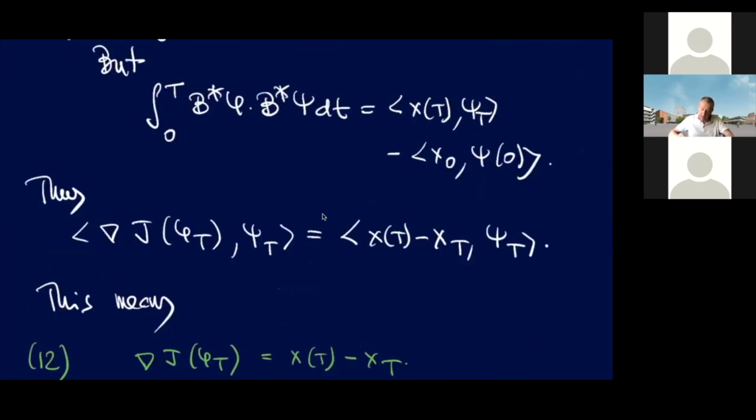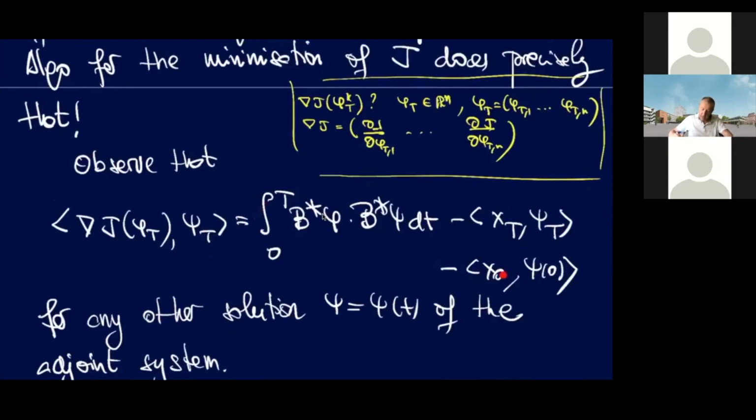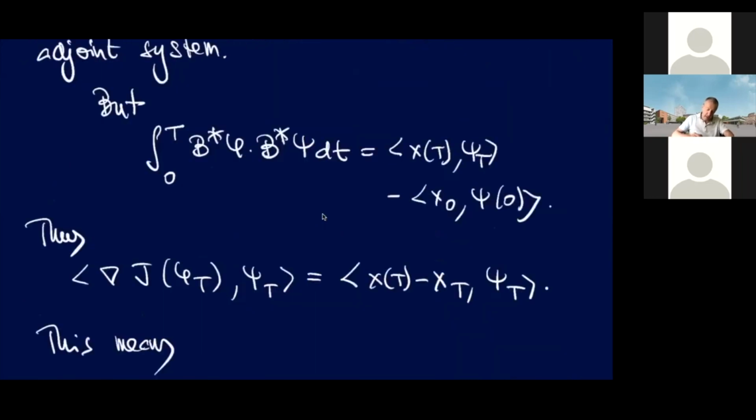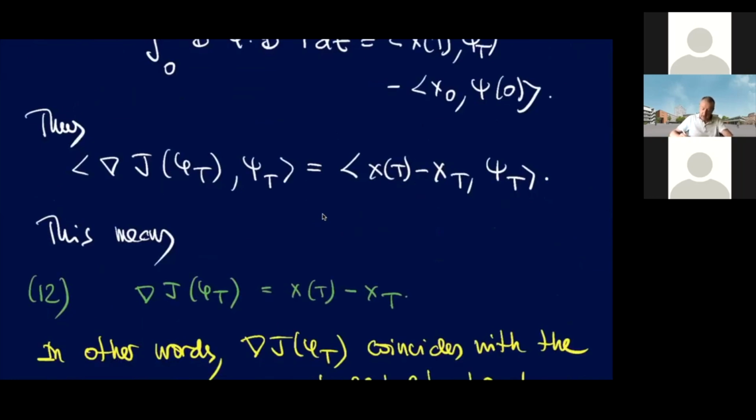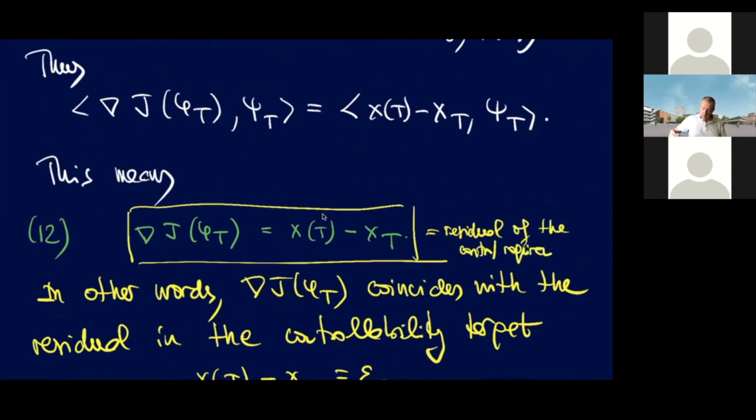And then you say, oh, but this means that all this complicated term in the gradient, together with this difference at t equals 0 and t equals capital T, simplifies to say that the gradient of J at phi T is simply x(T) minus xT. In other words, and this is the key point, the gradient of J is simply the residual of the control requirement. My goal was to drive x at time T to xT, and precisely the gradient of J is the residual, the error I have made when I didn't yet reach the target.